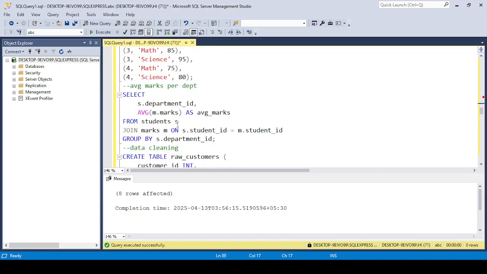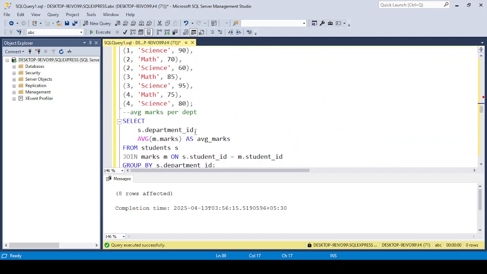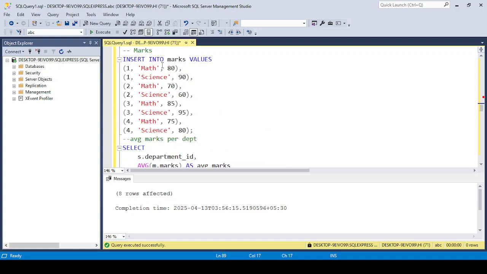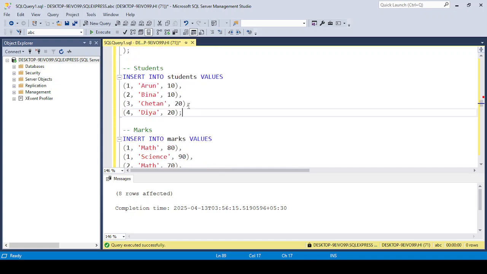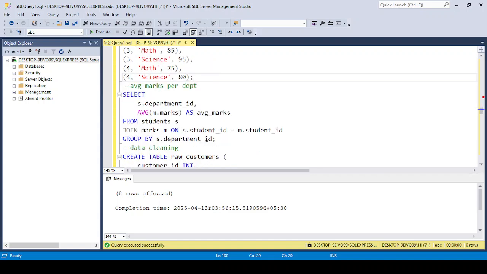Now I want to understand what is the average marks per department. So I want to know the average of 80, 90, 70, 60 for department 10. I want to know the average of department number 20. So it will be 85, 95, 75 and 80. I want to know the average of these marks.